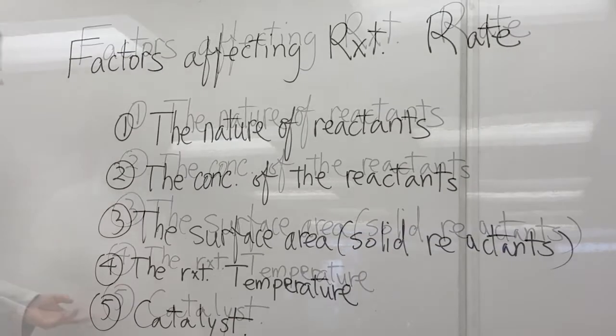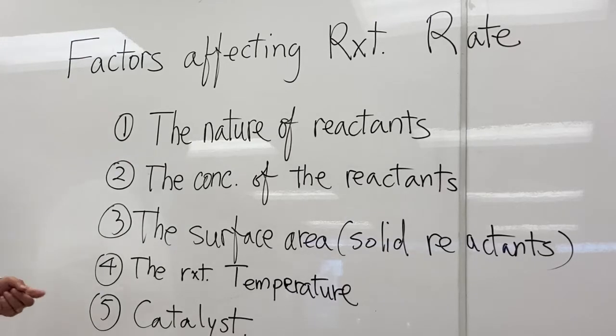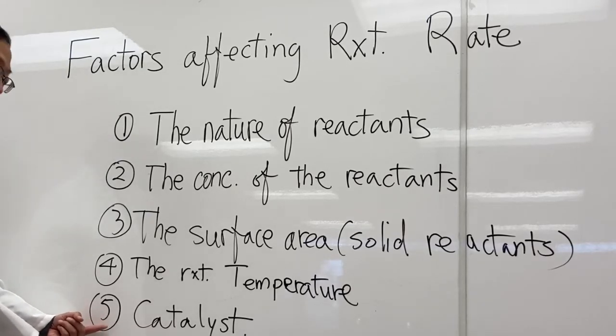And the last one, catalyst can lower the activation energy. When the activation energy of a reaction is lowered, more collisions can overcome that energy. That results in a faster chemical reaction.